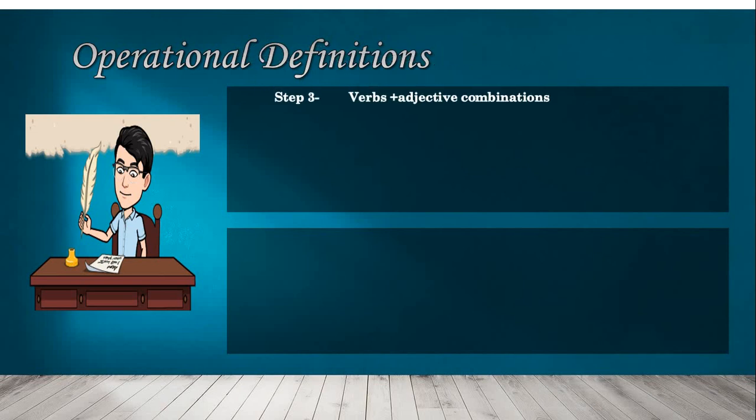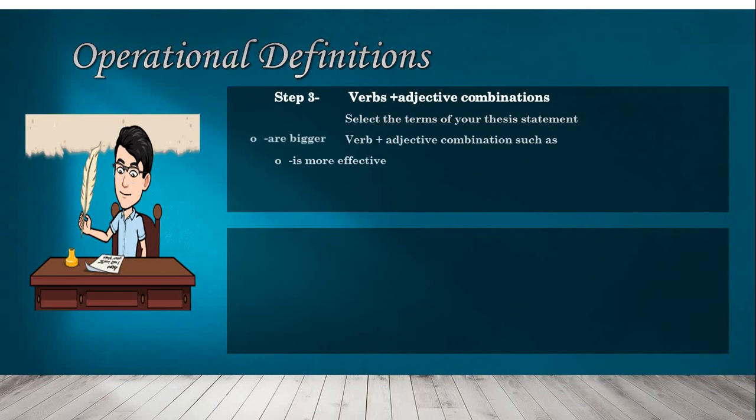Verbs plus adjective combination. For example, we have "is more effective" or "bigger," "can be detrimental." For example, "educational video is more effective." As you can see, "is" and "or" are linking verbs followed by adjective combinations. And "can" is a modal verb followed by an adjective combination also, a be verb plus adjective.